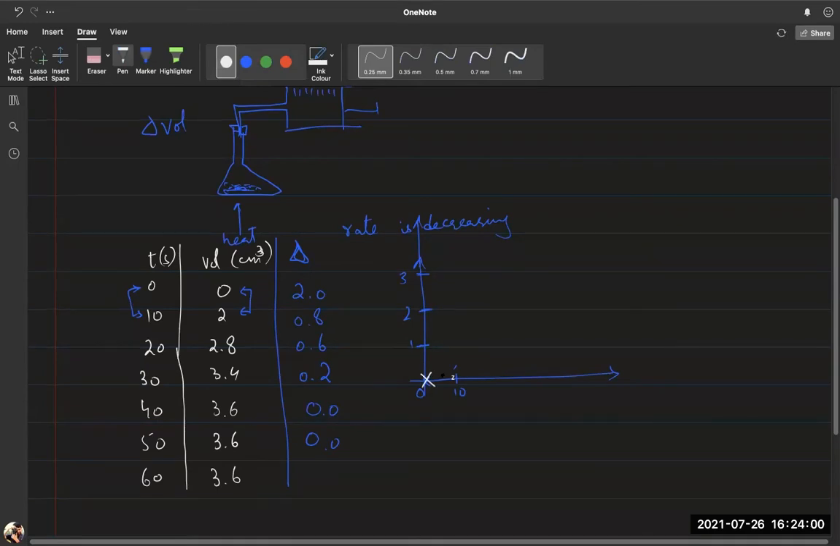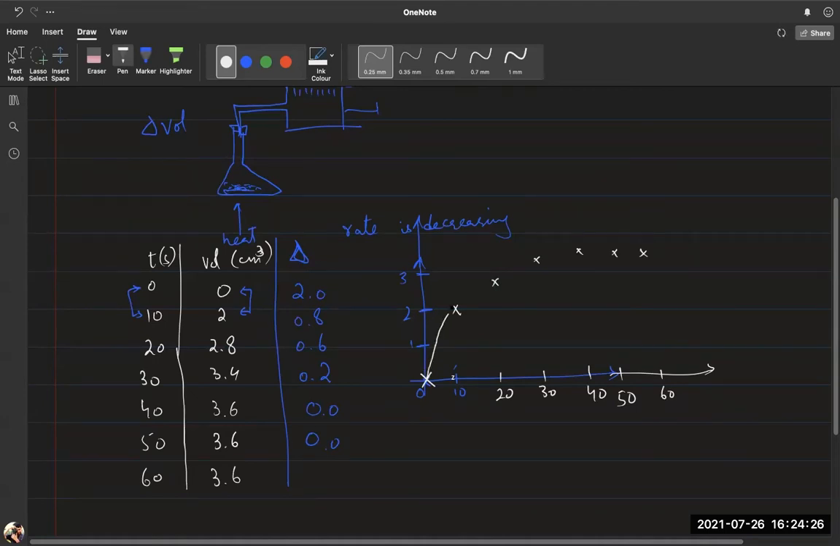Okay, so let's put it. So at 0, it is 0. At 10, it is 2. At 20, it is what? 2.8. At 30, it is 3.4. At 40, it is 3.6. At 50, it is 3.6. At 60, it is also 3.6. Now let me join these.